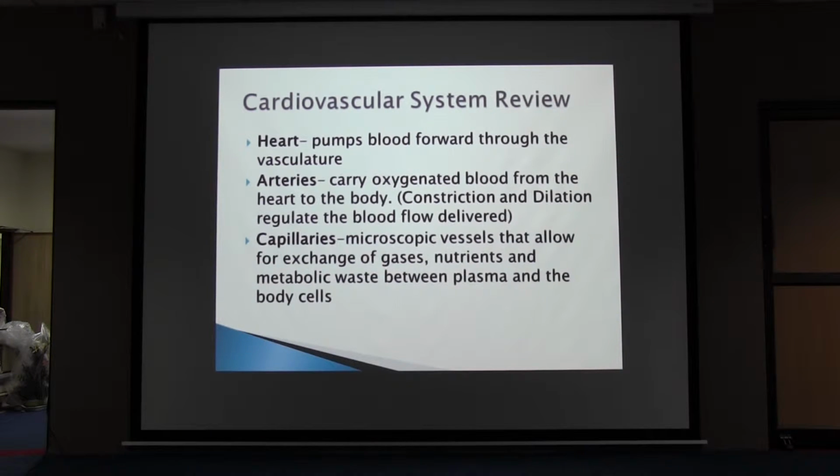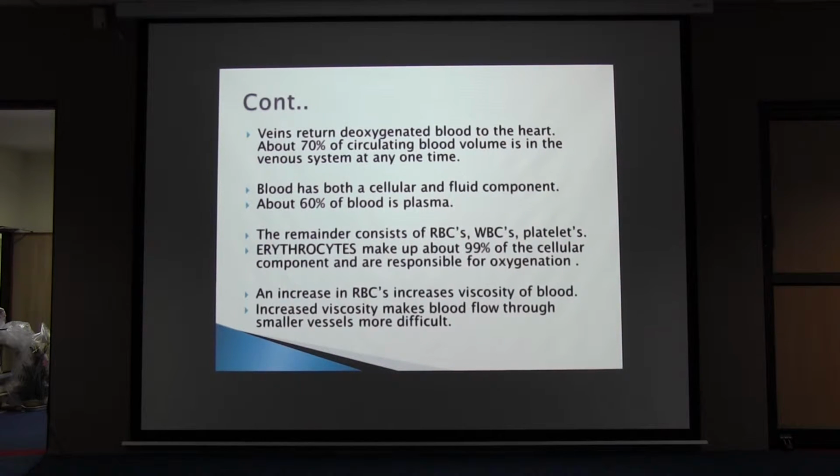So the heart usually pumps the blood forward through the vasculature. The arteries carry the oxygenated blood from the heart to all the organs. And the capillaries are the micro vessels which allow, at the organ or tissue level, the exchange of gases, the exchange of micronutrients, as well as the removal of waste products across the capillary membrane. And the veins carry the deoxygenated blood from the tissues to the heart. Most of the time, 70% of the blood is held in the veins.